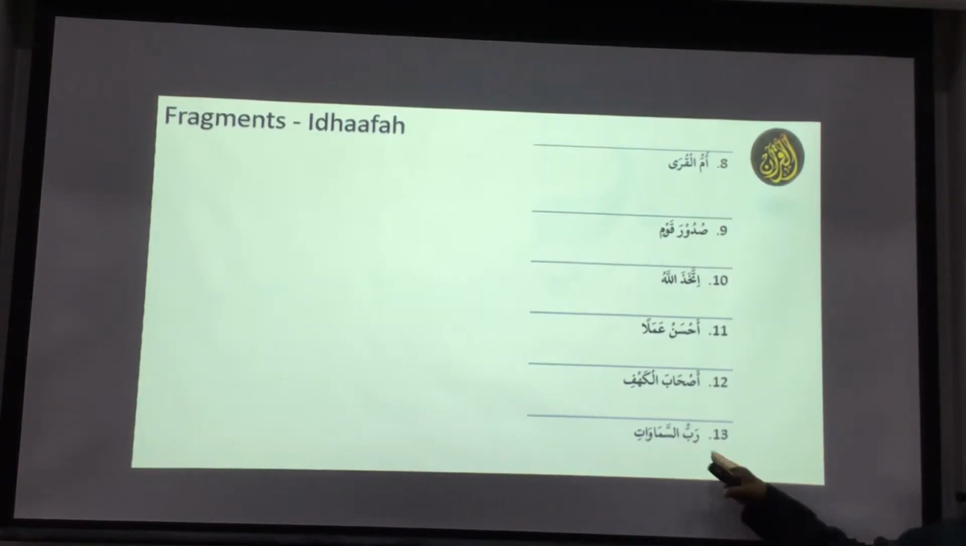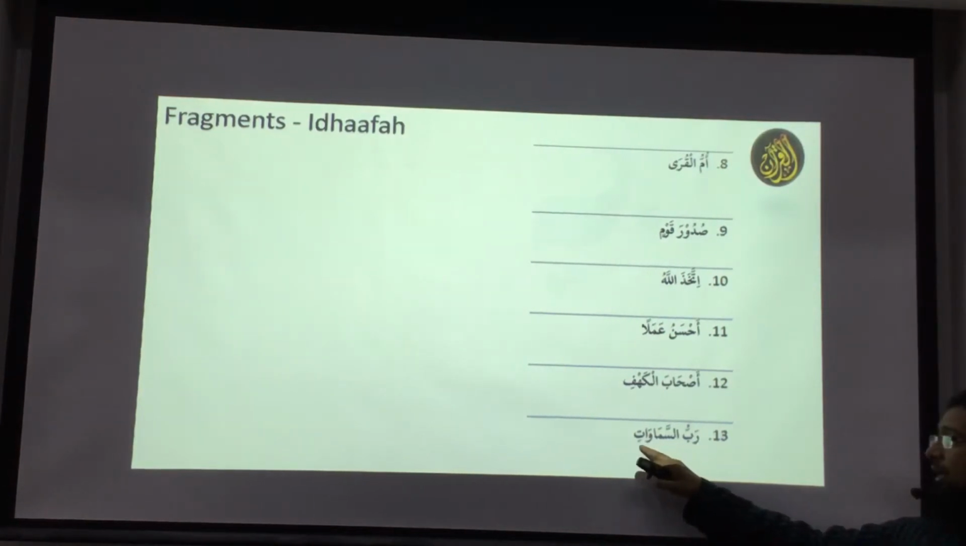Okay? Rabbus samawati wal ardi wa ma bainahuma ar-Rahman. In Surah Naba. So Rabbus samawati. The word Rabbu, is it light? Yes. It is light. It's not Rabbun, so it is light. And as-samawati is also jar.